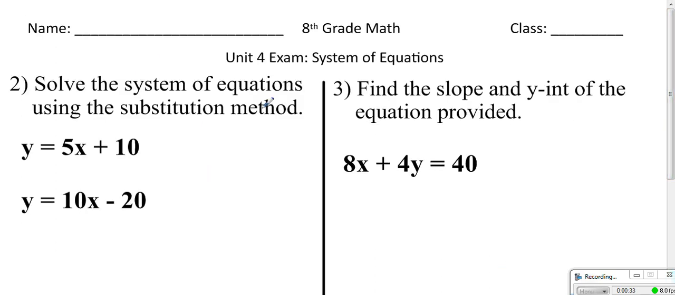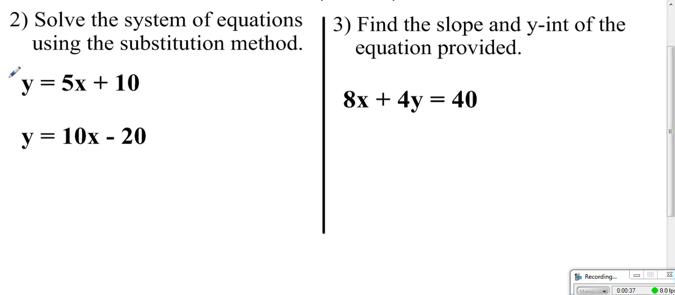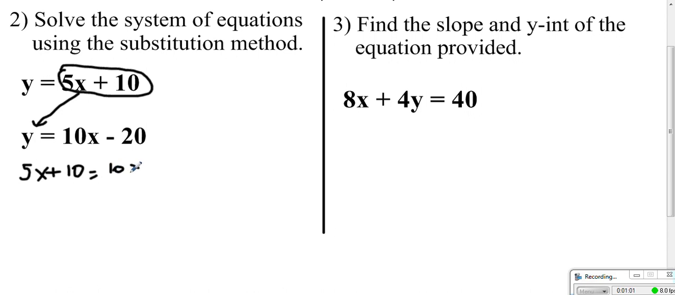Number 2 says solve the system of equations using the substitution method. So that means when they're both set equal to y, you can circle one and substitute in for the other. So when you rewrite this, it is 5x plus 10 equals 10x minus 20.